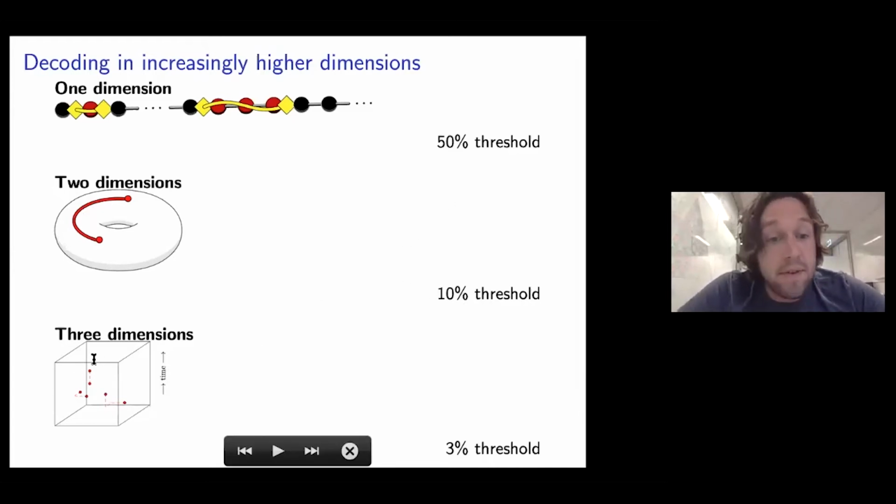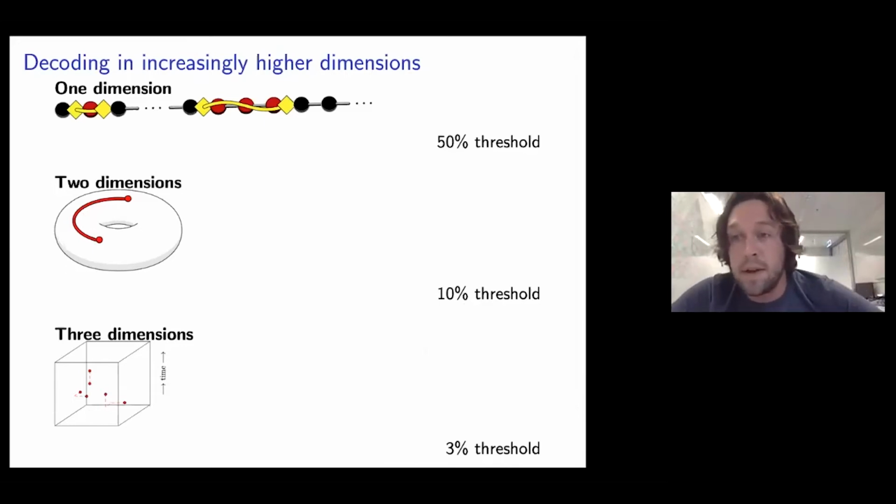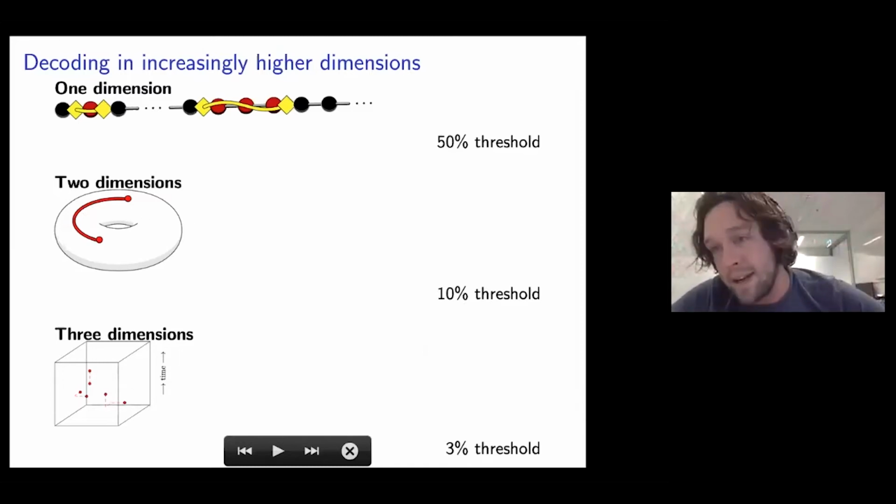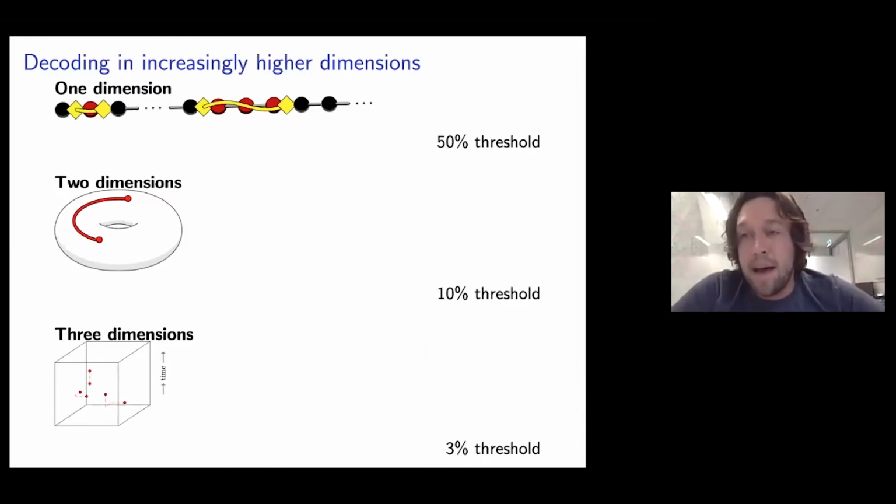If we want to account for the measurement errors as well, as we should, then the threshold goes down again from 10 to 3%. So you can see very big drops in threshold as you go from classical to quantum, and then as you go from idealized quantum to realistic quantum. And then the noise is going to get worse again when you start looking at real errors that happen in the lab. Okay, so that's that.